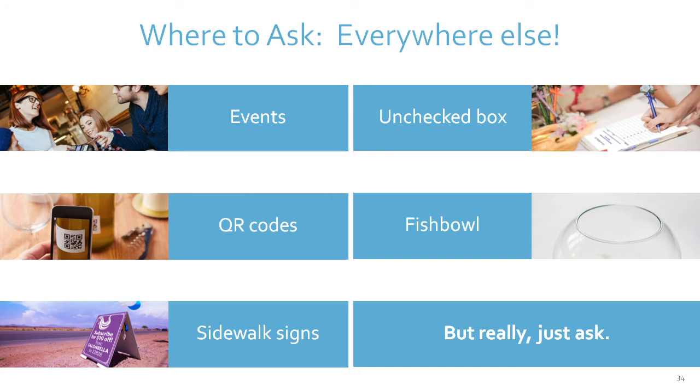Where else? At events, when you meet with people, you can use a QR code, which is a two-dimensional barcode that can be scanned, and when it's scanned with a phone, a little form appears on the phone, or the person can enter the email address. That's great for trade shows, for example.